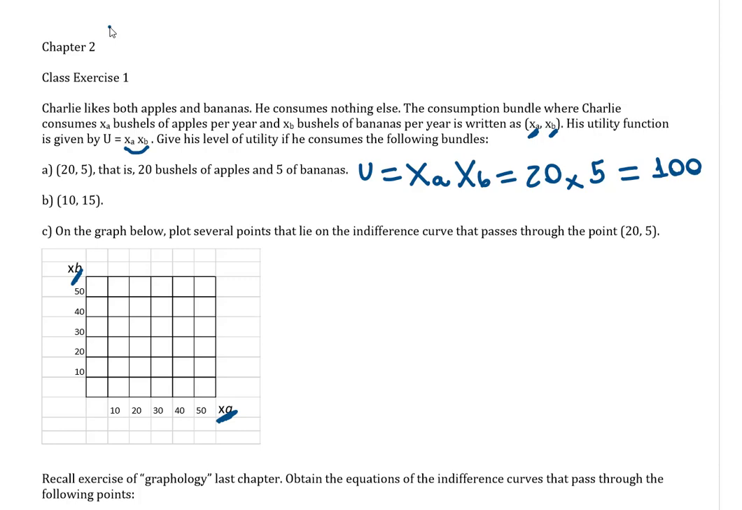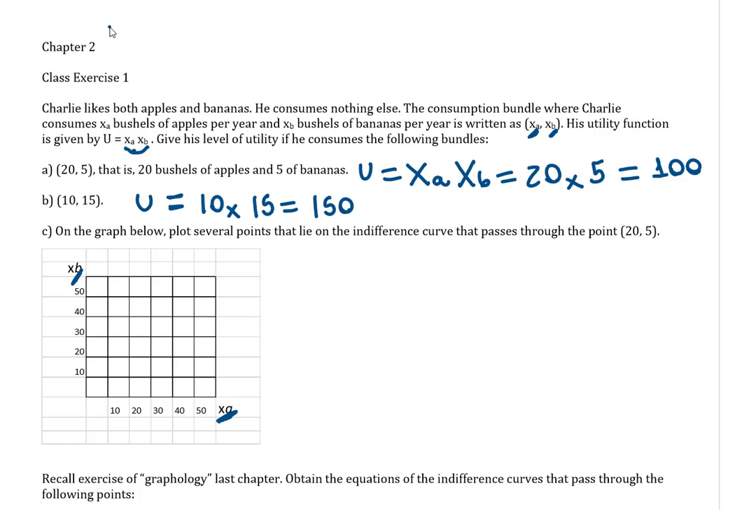What if he consumes the bundle 10, 15 instead? Well, in that case, 10 times 15 equals 150. Notice that I'm calculating using this formula, just this simple multiplication, just because this is the function. With different functions, I'll calculate the level of utility according to the function. In the slides, the example was XA plus XB. That's why I was adding them there, but here the function says we are multiplying.